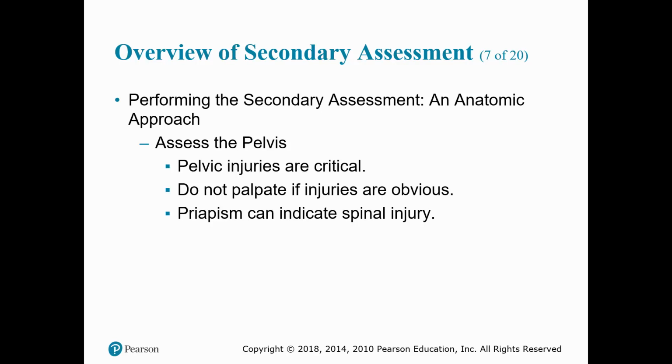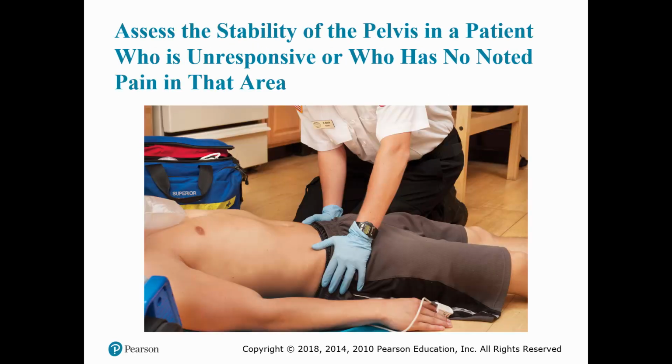And here's an example of how to assess a pelvis on a patient who's unresponsive or who doesn't know any pain in that area. Don't rock the pelvis or apply any unnecessary pressure. You're assessing for instability, tenderness, or crepitation. You want to place the base of your hand on the symphysis pubis, the pubic bone, located immediately above the genitalia, and apply gentle pressure backward, checking for tenderness, crepitation, and instability.